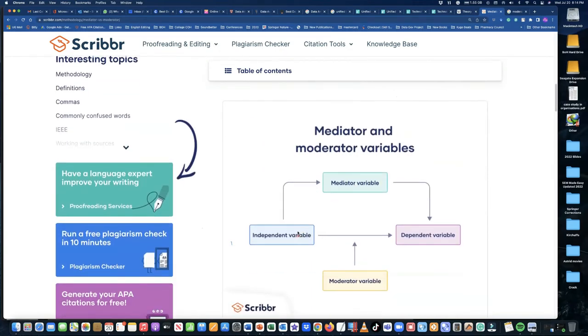So the moderator is this one. It will affect this relationship. It can either affect the direction or not. But the mediator is passing through.